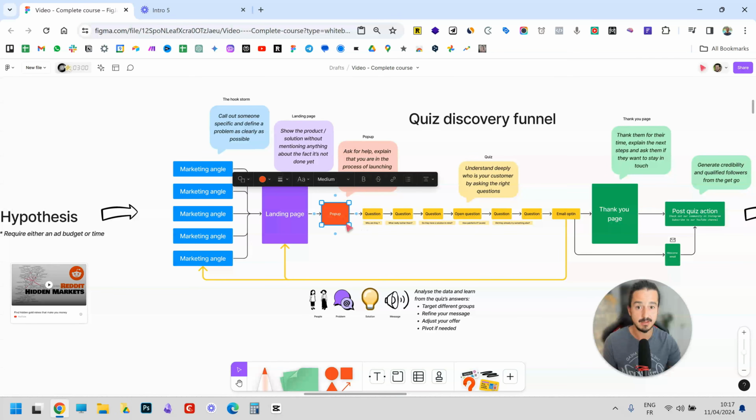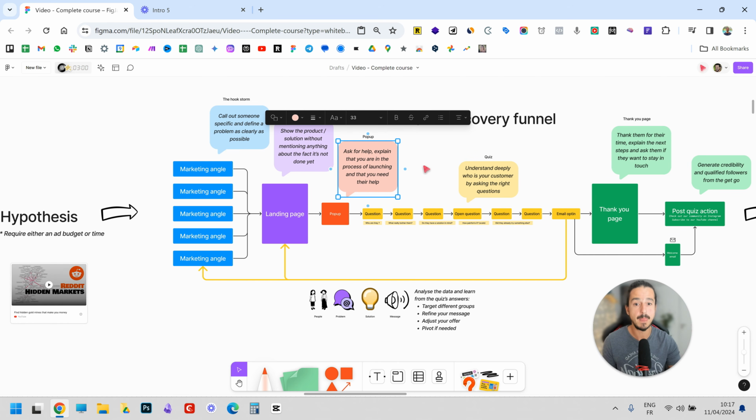Then when they click on any CTA that you have on the page, there is a pop-up. And on this pop-up, you basically ask for help. You explain that you are in the process of creating or launching this product or offer, and you need their help to build it, to understand deeply what they want, so you can build the perfect solution for them.